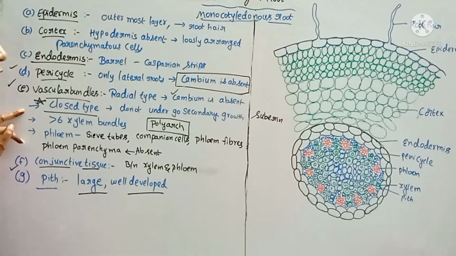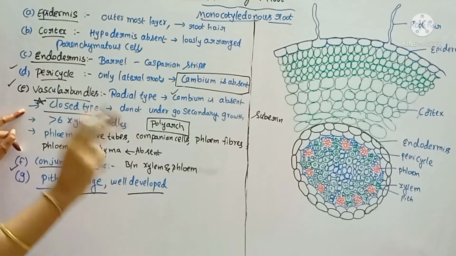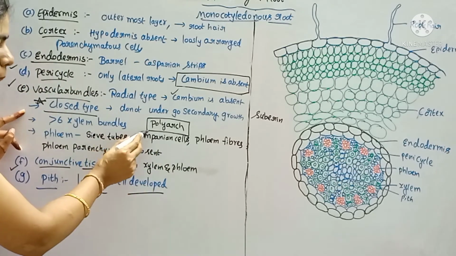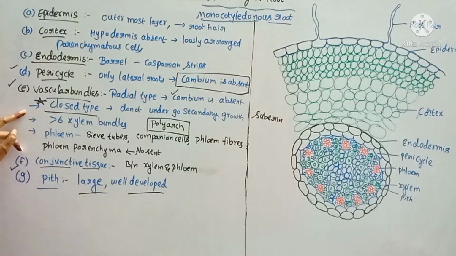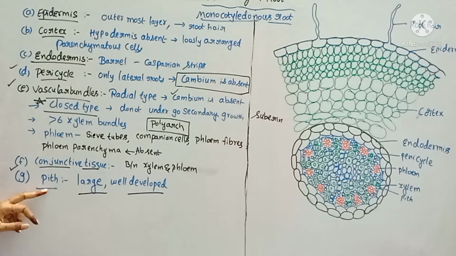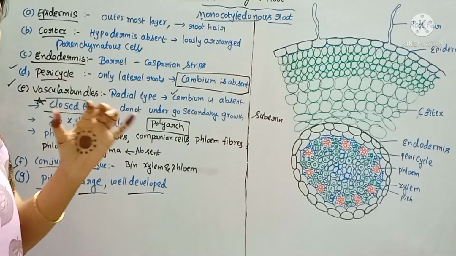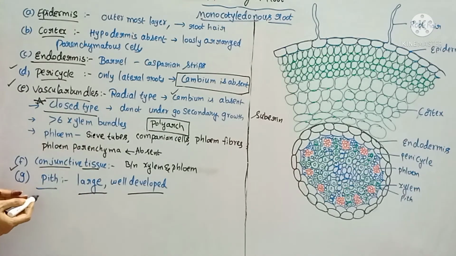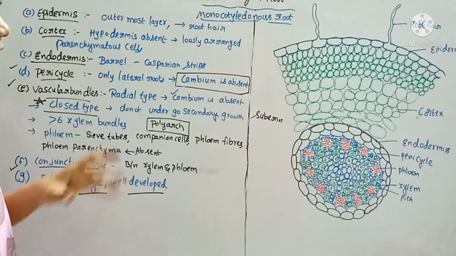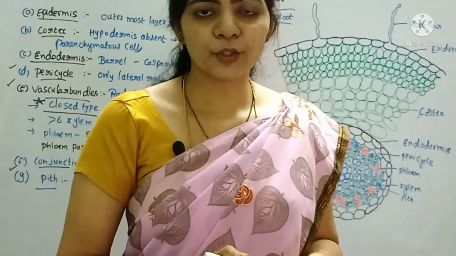And in the dicots, there is only the hexarch condition, that means xylem bundles are present only up to 6. But here, in the monocots, a polyarch condition, more than 6 xylem bundles, can be seen. And another difference is the pith. In the dicots, the pith is small and inconspicuous, not well developed, whereas in the monocots, the pith is large and well developed, which can be seen easily. This is about the monocotyledonous root. So with this, we have completed the monocotyledonous roots.